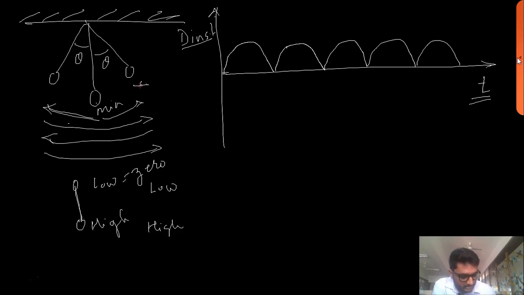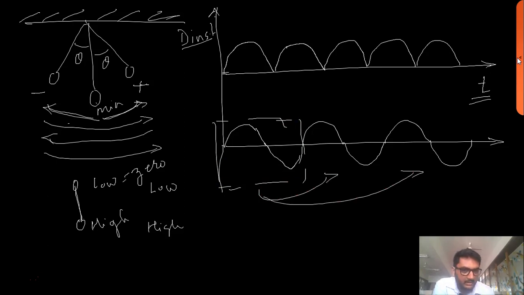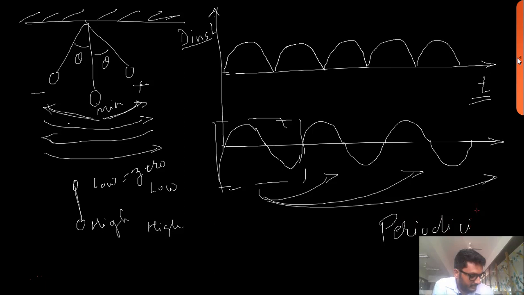We should mark this as the positive direction and this as the negative direction. If I do this, what will happen? This is the positive direction, it will travel in the positive direction, come back to zero, again go in the negative direction, again come back to zero, and this will continue. Now what is happening? This part is repeating again and again, and this is periodicity. So when we came from the space domain to the time domain, we were able to explain the periodicity.